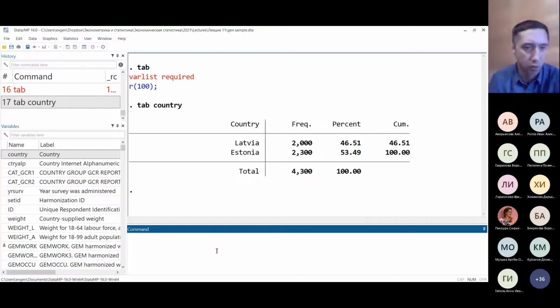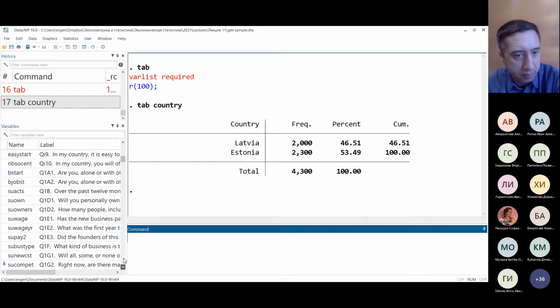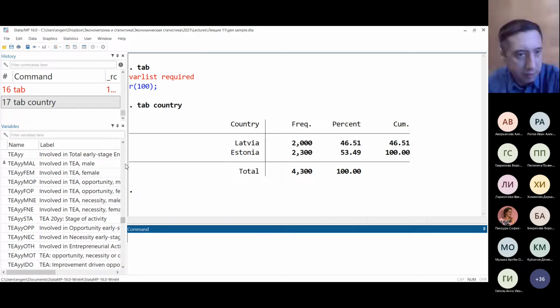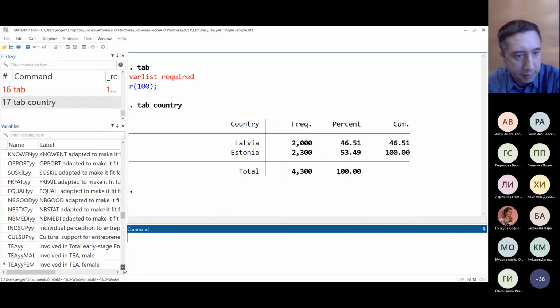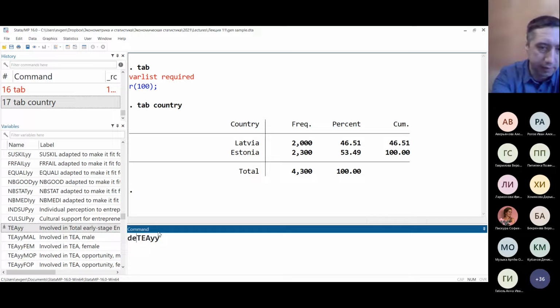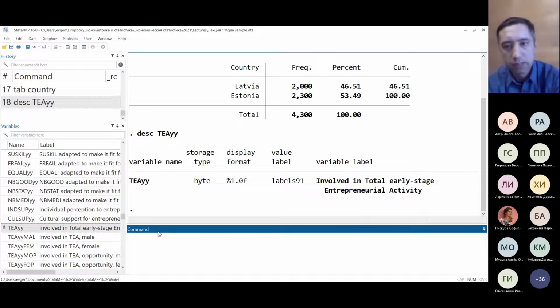Well, and in addition, we have a lot of different variables. For instance, we have survey weights if you want to calculate weighted variables. And we have various interesting variables. For example, one of the key variables in the GEM study is tier YY. If I type desc tier YY, I will see its label. I will see that this variable shows whether a person is involved in total early stage entrepreneurial activity.